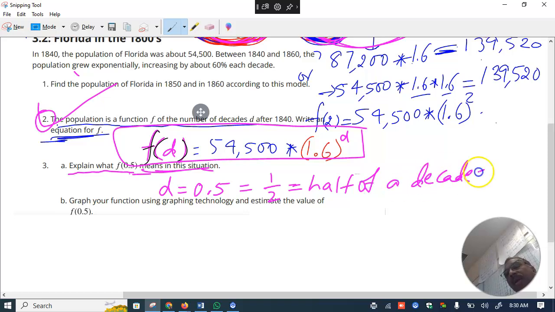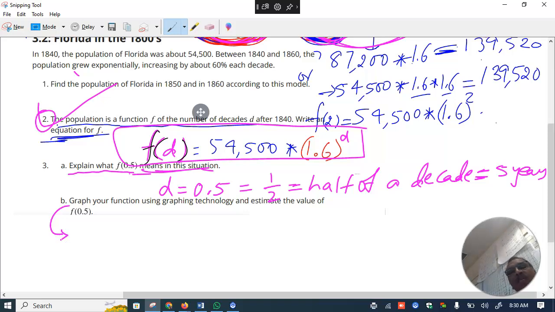So it also means how many years? A decade goes how many years? 10. So half of a decade, make sense? You have to write, oh, it is 0.5, which is half of a decade, which is 5 years. That's it.